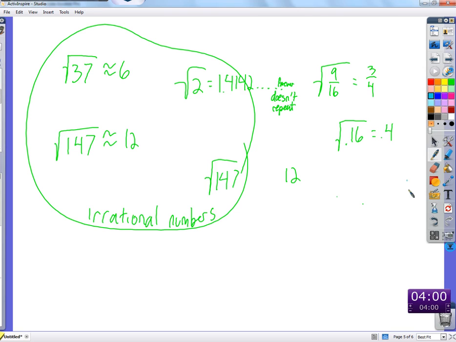Do you remember what we said is a rational number? What kind of a number is a rational number? Cameron, can you tell us what kind of a number a rational number is?